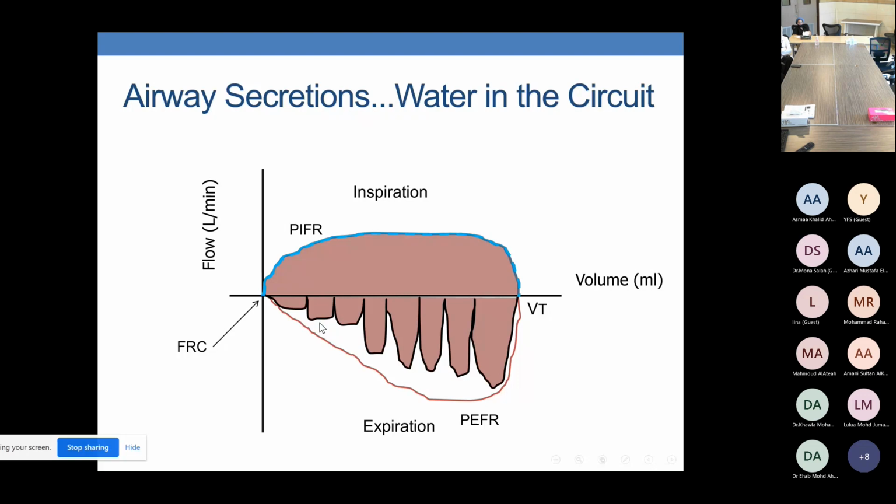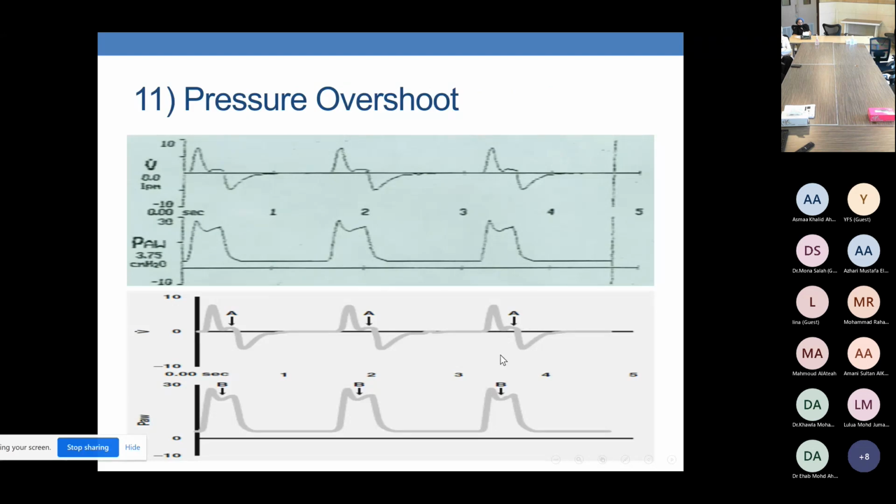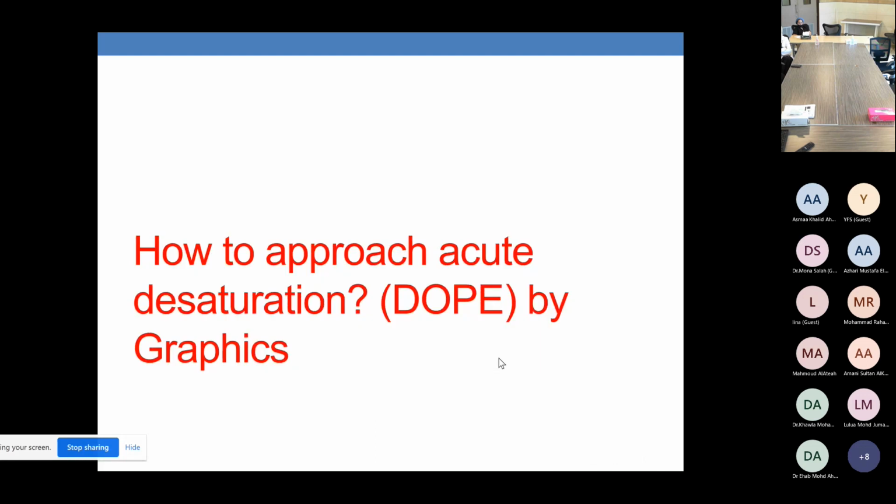Again, see? From the loops and the graphics, it gives you a lot of information. This is very interesting. I heard it from Sarah in one of the conferences. We know about DOPE: displacement, obstruction, pneumothorax, and equipment. If you have a baby who is having a sudden clinical deterioration, a sudden drop in the saturation, you need to check for your DOPE. Is it tube displacement, which means extubation? Is it obstruction, pneumothorax, or equipment? How do we know it from the graphics?